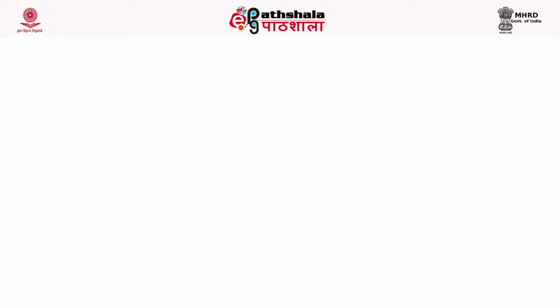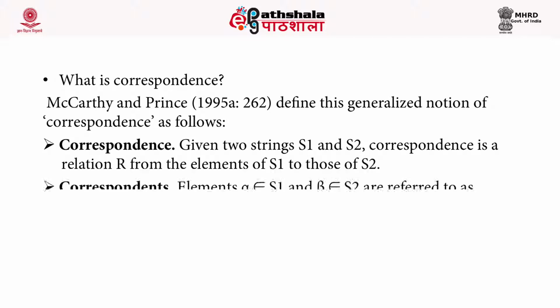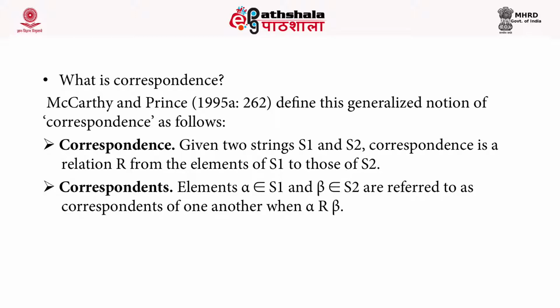So what is correspondence? McCarthy and Prince define this generalized notion of correspondence as follows. If you have two strings S1 and S2, the elements of S1 and those of S2 are in correspondence. So there is a relation R from the elements of S1 to those of S2, and that's called the correspondence relation. If both the strings are bound by a relation called R, then the elements of S1 and the elements of S2 are called correspondents.